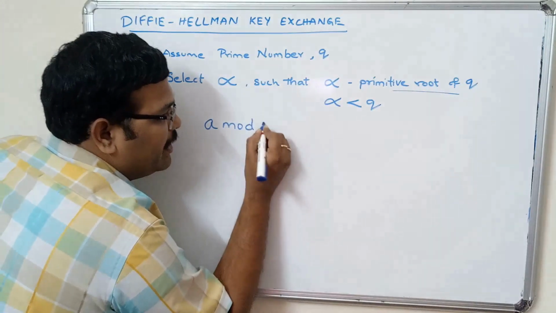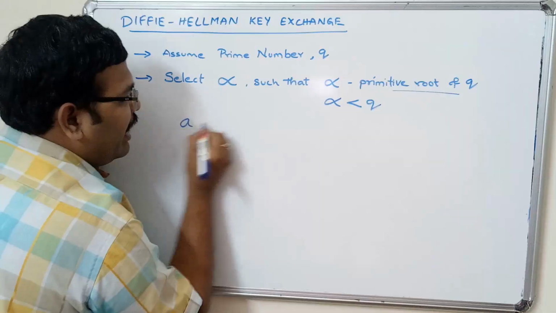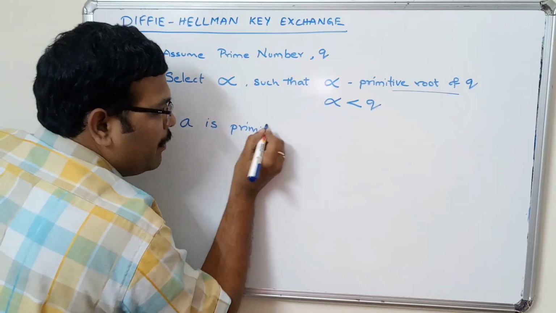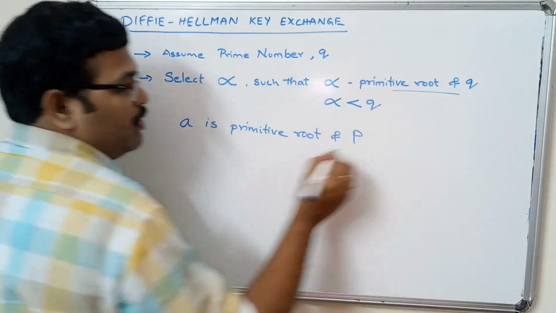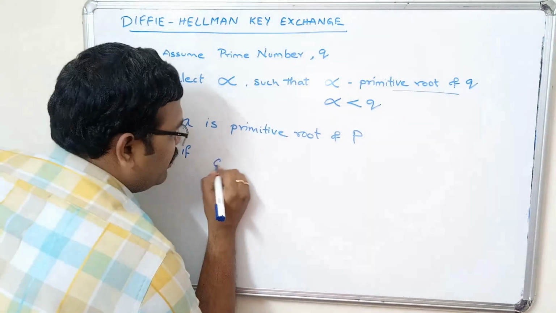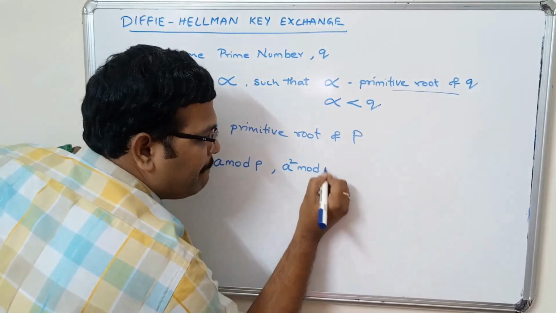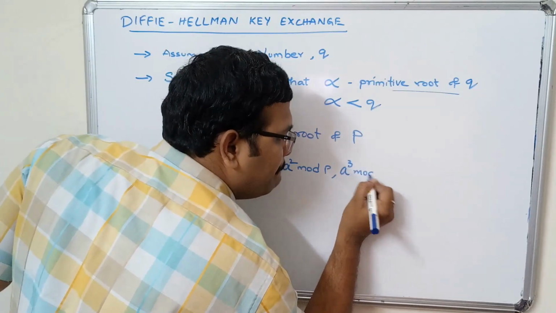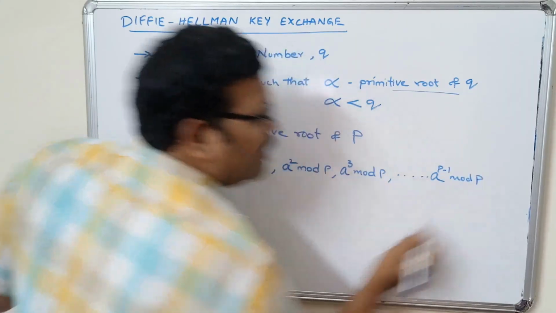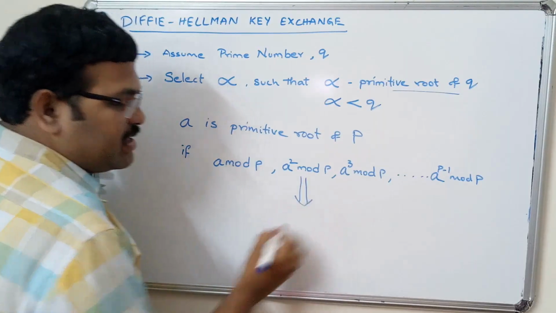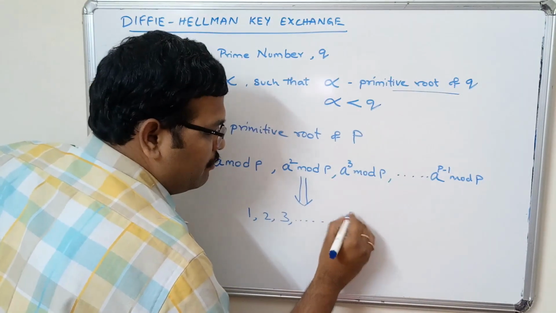Let us consider a mod p. a is a primitive root of p if a mod p, a square mod p, a cube mod p, and so on up to a power p minus 1 mod p, gives the results 1, 2, 3 and so on up to p minus 1.